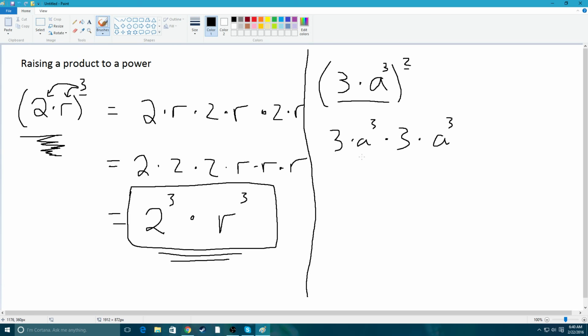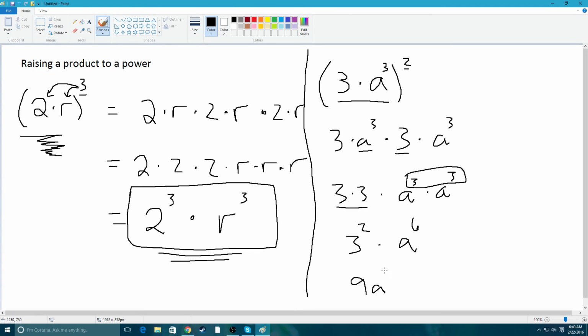So we can reorder this. We can swap these around because of the commutative property. This is 3 times 3 times a cubed times a cubed. 3 times 3 is equal to 9. Sorry, because we're trying to stick with our simplification here, 3 times 3 is just 3 squared. A to the third times a to the third, again, we combine these exponents, and this is a to the 6, which comes down to 9a to the 6th power.